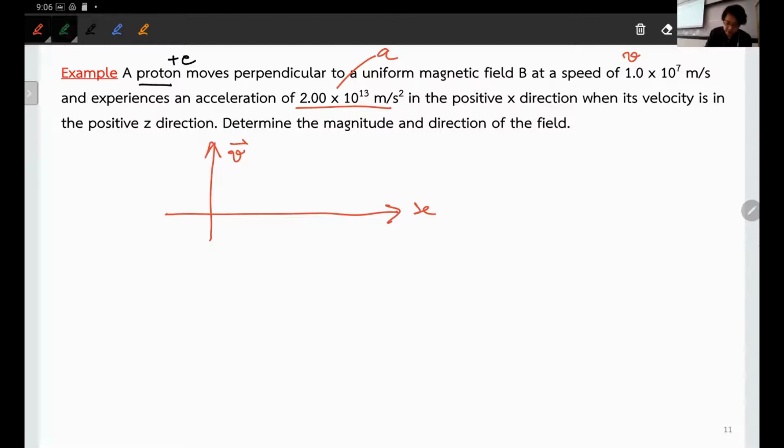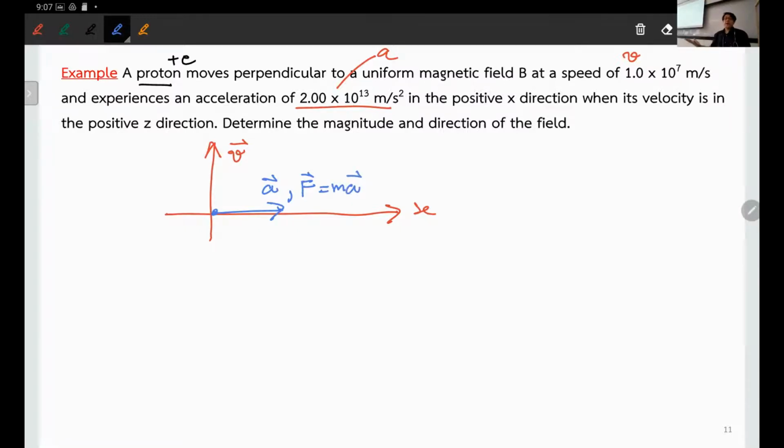But the acceleration, sorry. Acceleration is to the positive x direction. There you go. All right. Determine the magnitude and direction of the field. Well, that's no big deal. If you know the acceleration, it means you also know the force because sigma F equals ma, right? So the force is going to point in the same direction as the acceleration. There's no big deal. All right. So let me put sigma F equal to ma.